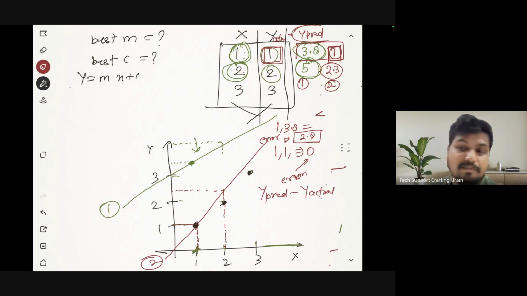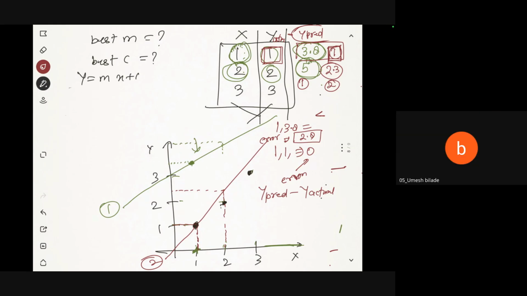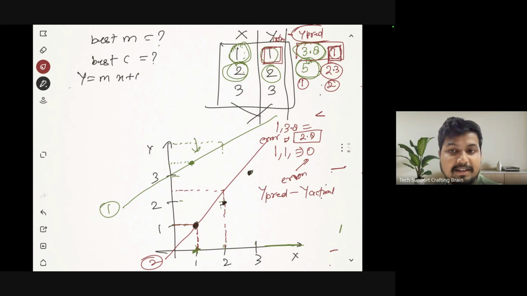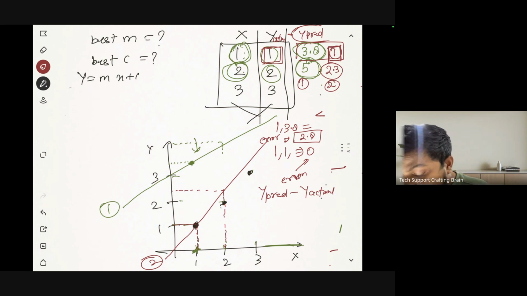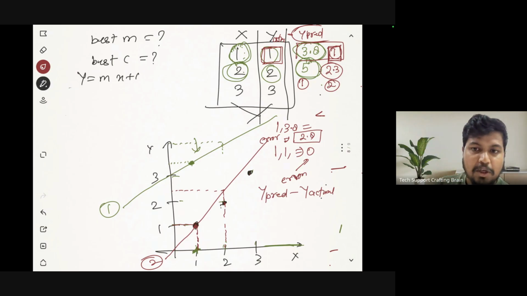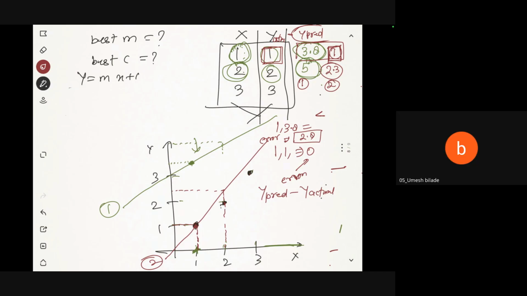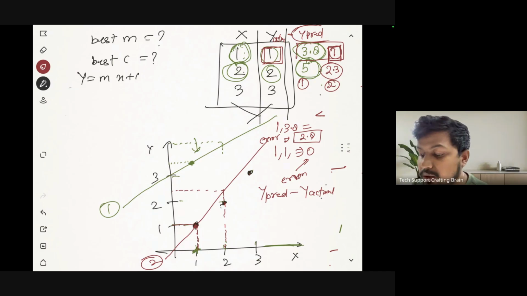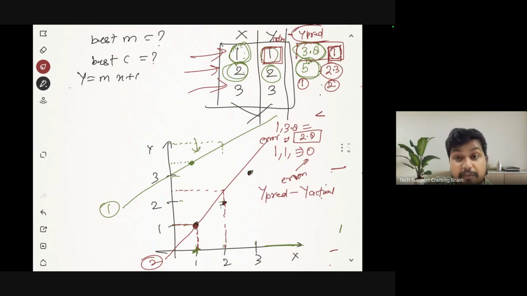Yes or no, guys? If I wanted to calculate the error, this is how we can calculate it. Now, should we calculate the error for one data point or for every data point? What do you guys think? We should calculate for every data point, no? The first data point is there, the second data point is also there, the third data point is also there. For every data point, we have to calculate the error.